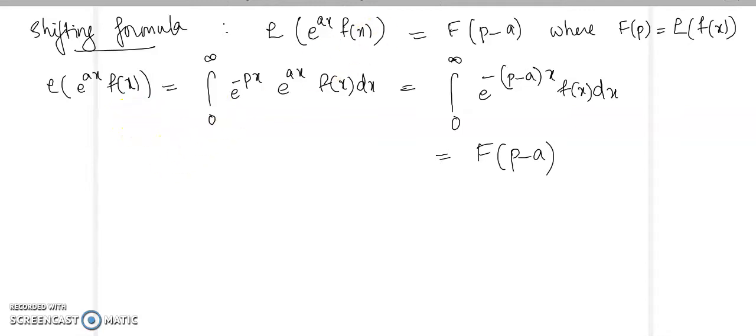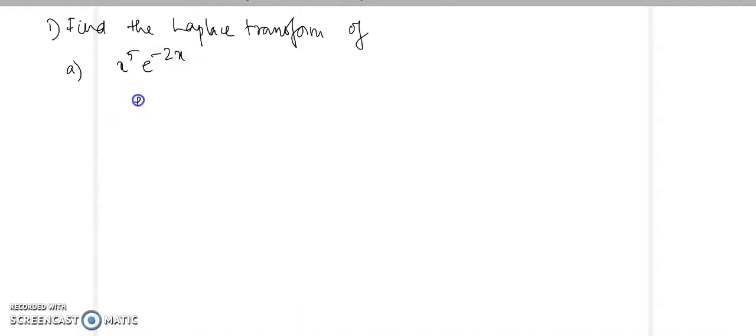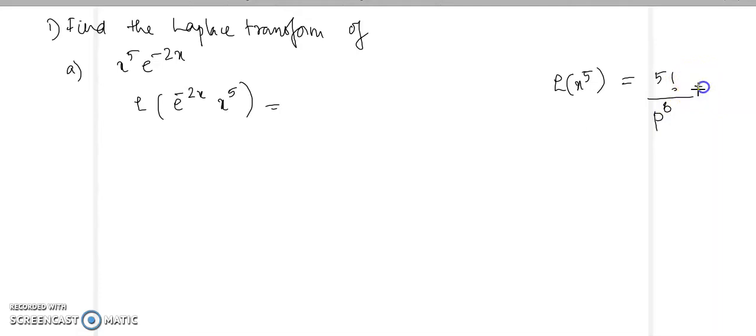So let us look at a few problems using the shifting formula. Find the Laplace transform of, so first is x raised to 5 e raised to minus 2x. So L of e raised to minus 2x, x raised to 5 will be, so we have L of x raised to 5 equal to 5 factorial by p raised to 5 plus 1, that is 6. So that will be equal to 120 by p raised to 6.